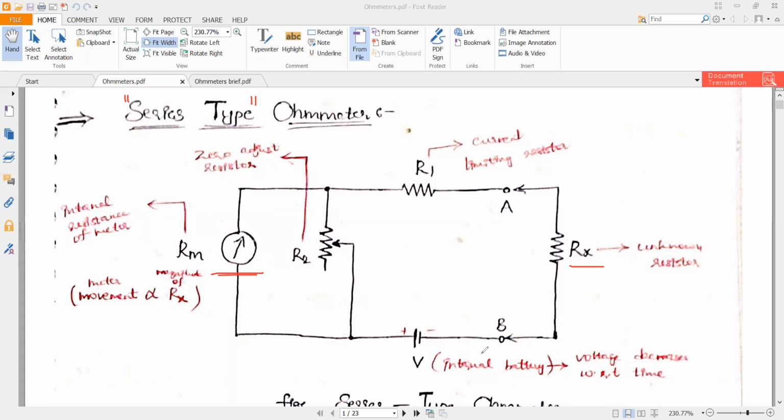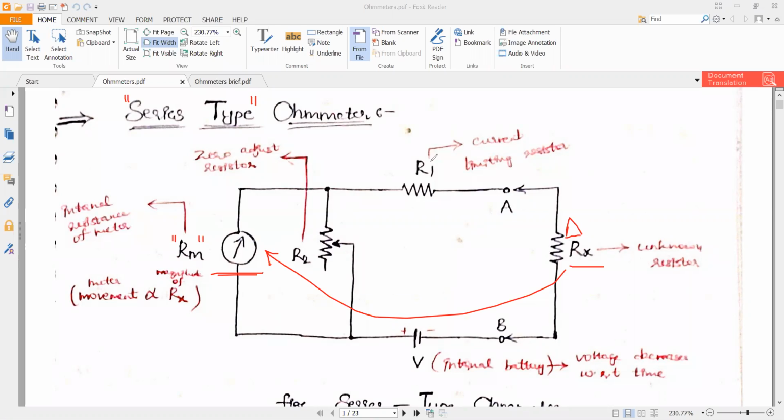What are the components present in this circuit? Here, this is the PMMC meter. The internal resistance of this meter is Rm. This is the internal resistance of the meter, and the meter movement is proportional. Whatever change is taking place across this Rx will be reflected in the meter deflection.